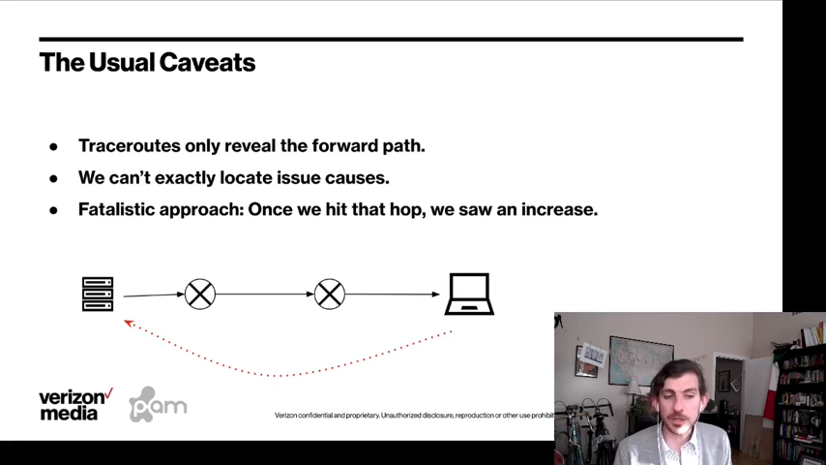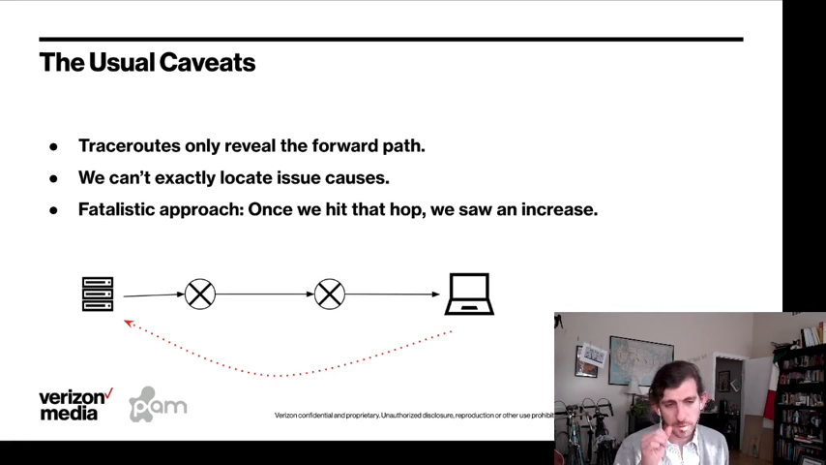But ultimately what we're going to use here is sort of a fatalistic approach. Basically, we're going to say that once we hit a hop that saw such an RTT increase, we know that we saw that increase, and whether or not those entities were responsible for that increase is immaterial. From the perspective of an operator, if we want to avoid paying that RTT penalty, we should avoid that hop.